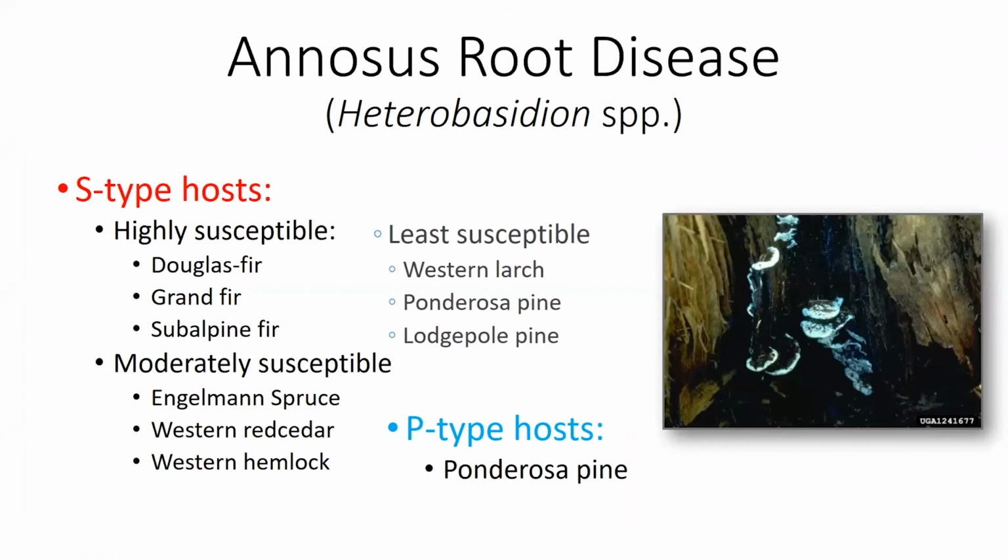Annosus root disease in eastern Washington has two types, the S type and the P type. The S type is the one that you're more likely to see. Again, Douglas fir and grand fir are highly susceptible, while something like western larch and ponderosa pine are going to be less susceptible. But again, it depends on the site.